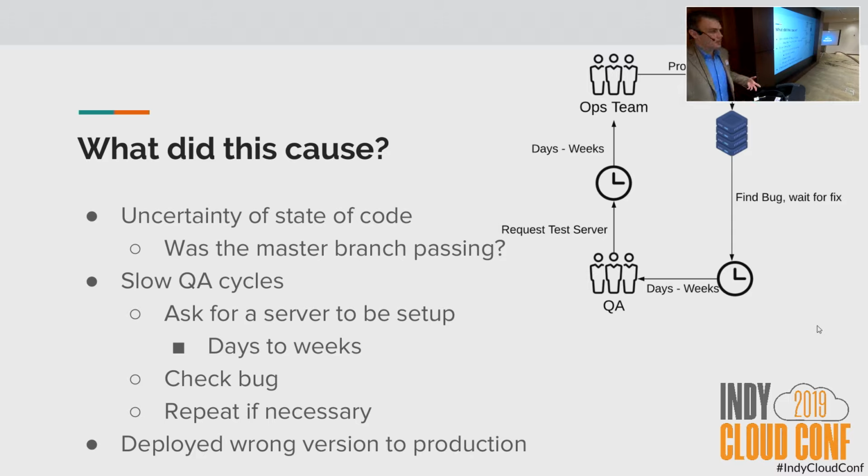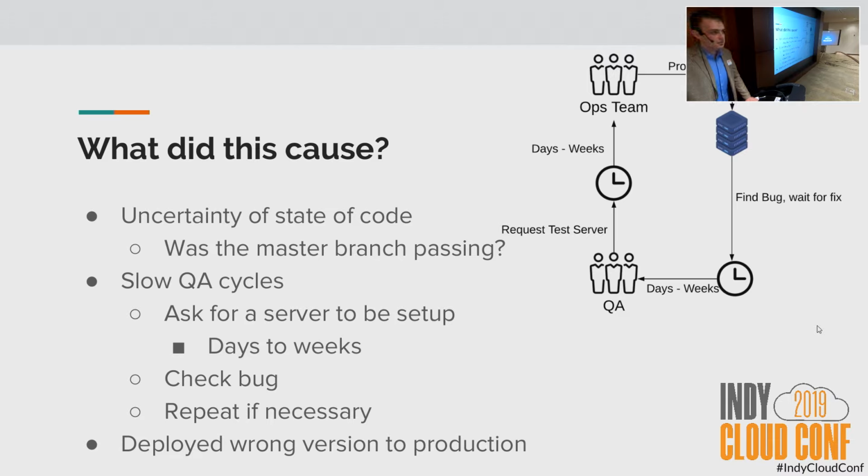So what problems did this cause? There was a general uncertainty on the state of the code. No one really knew if what was on the master branch was deployable or had features or bugs in it. And then when it came time to QA, the QA team would ask for a build we put on a server so they could verify it before releasing.